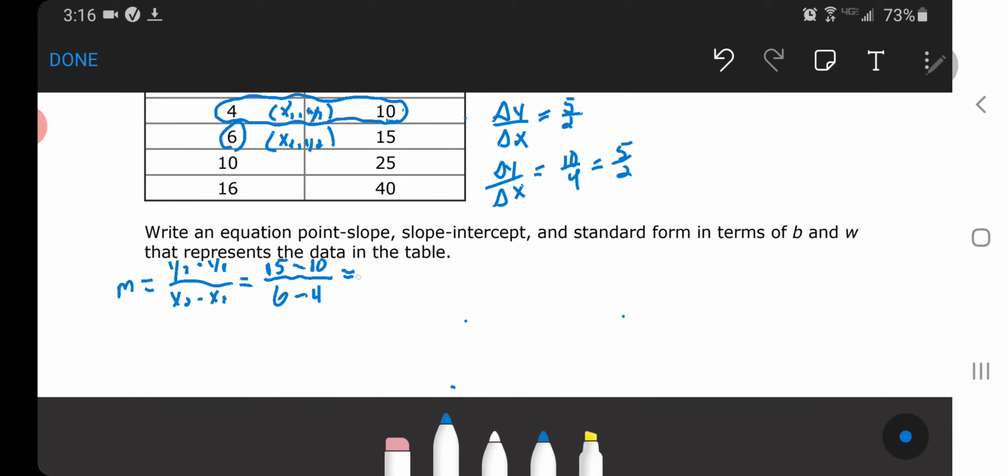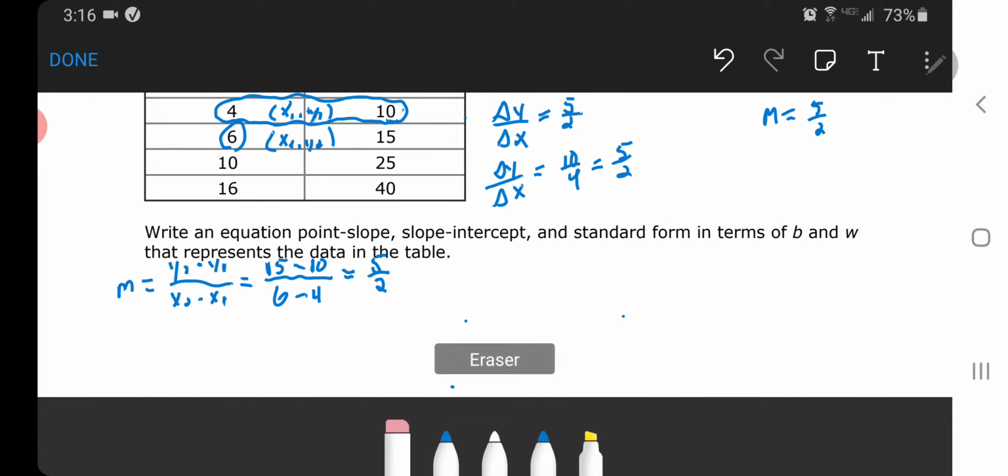And once again, you can choose any 2 points that you want. It really doesn't matter at the end of the day. You're going to get the same answer. But 15 minus 10 is 5. And of course, 6 minus 4 is 2. Okay, so real quick, I'm going to write that on the side. M equals 5 over 2, or my slope.